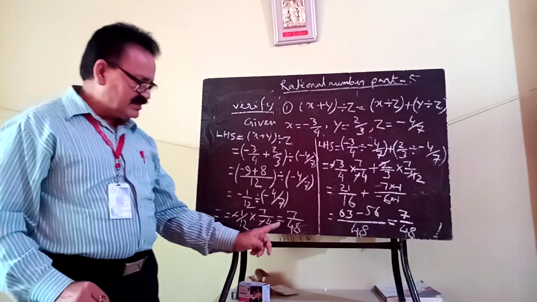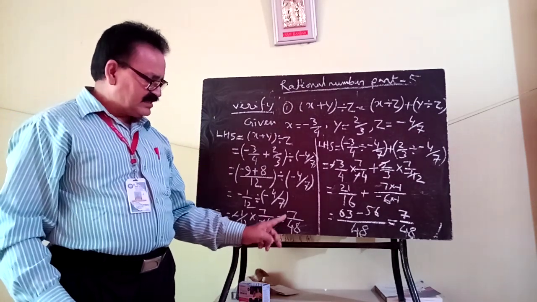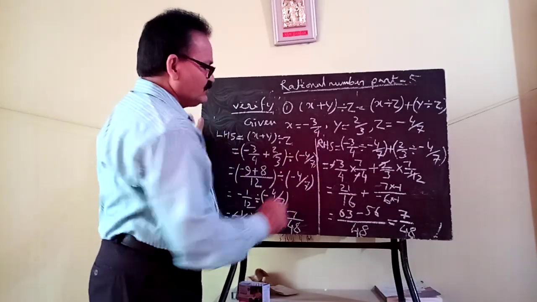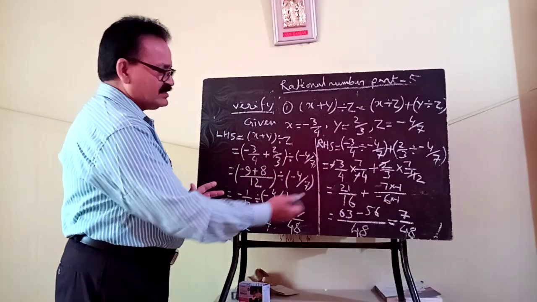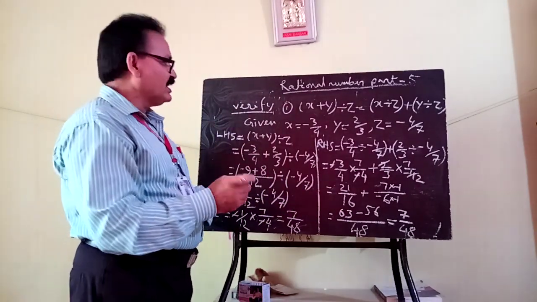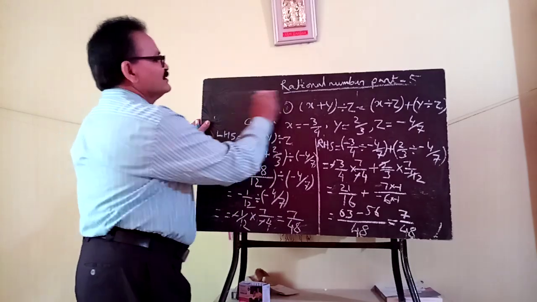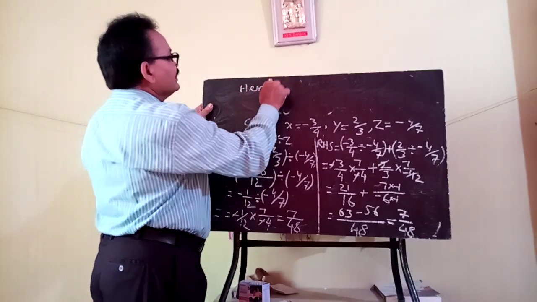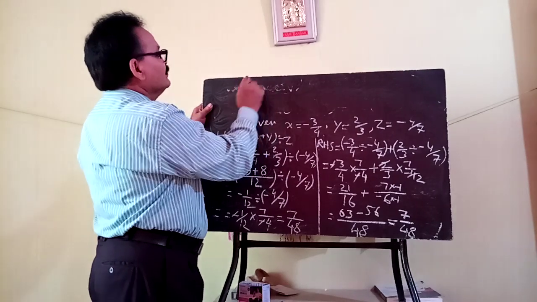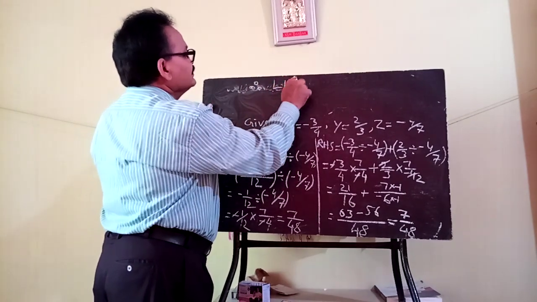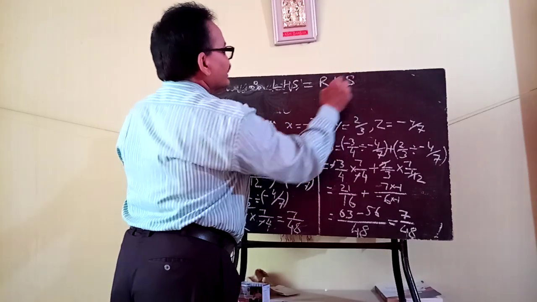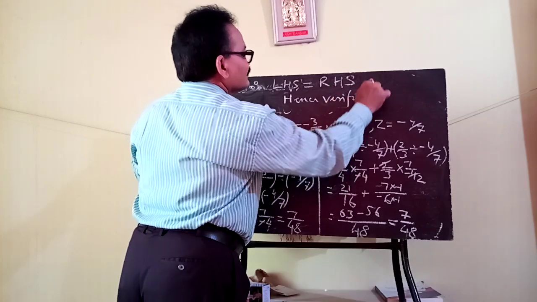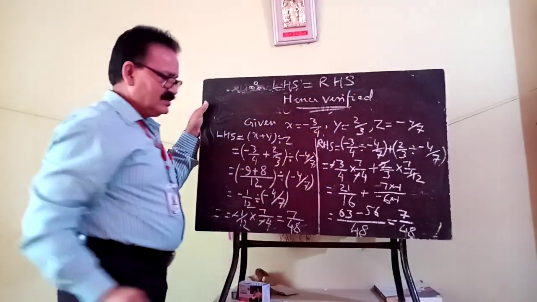The answer in LHS is 7 by 48 and in RHS, this is your RHS. RHS is also 7 by 48. So both are equal. That means it is verified, and after that you have to write hence verified. Now you have to write therefore LHS equal RHS, and then you write hence verified. So this is your final answer.